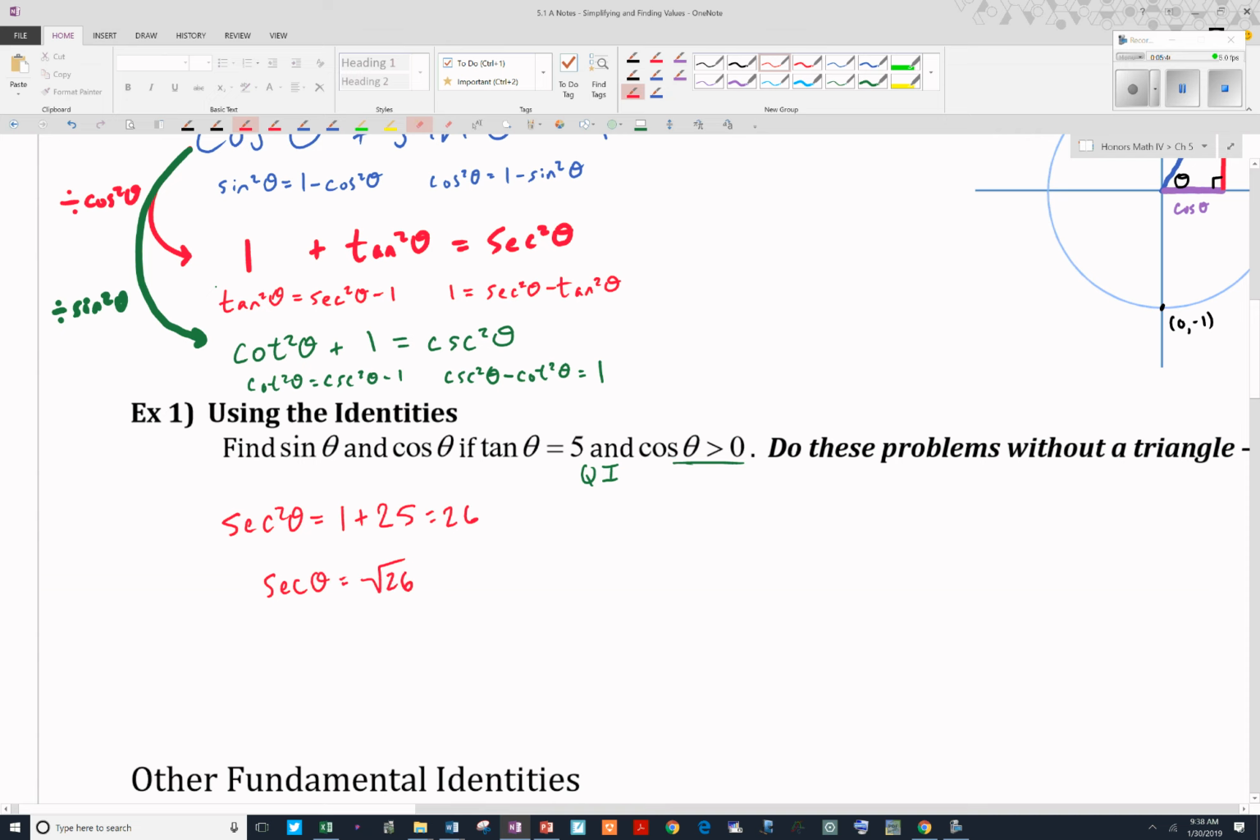Now in that step, you need to be careful whether you'll be using a positive or a negative value. But we've already discussed how this is in quadrant 1, so we must have a positive secant value. All right, so we have secant. We can easily find cosine then. Cosine is the reciprocal of secant, so 1 over the square root of 26, or square root of 26 over 26. All right, so now we have cosine. We're done with that piece. In fact, I'm just going to write that as one of my answers right now.